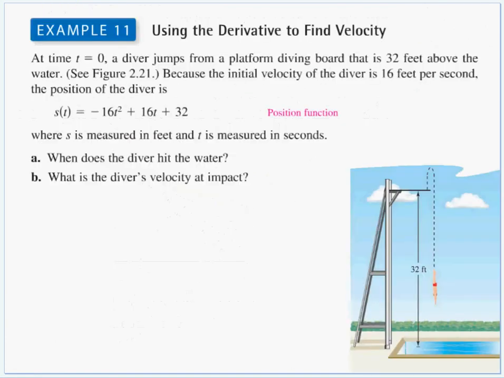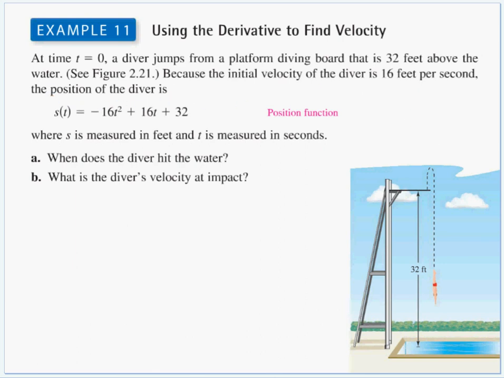So here, example 11, this is our last example. We've got a diver at time 0. The diver jumps from a platform that is 32 feet above the ground, or above the water, and the initial velocity of the diver is 16 feet per second. Think about it. The diver is on the board. He's going to spring, he's going to jump up a little bit. So he is going to have initial positive velocity.